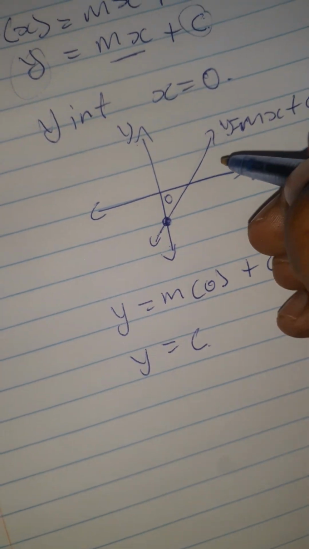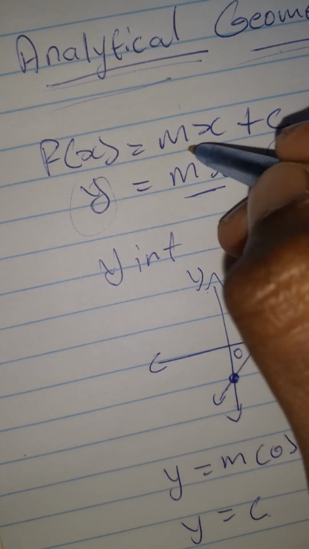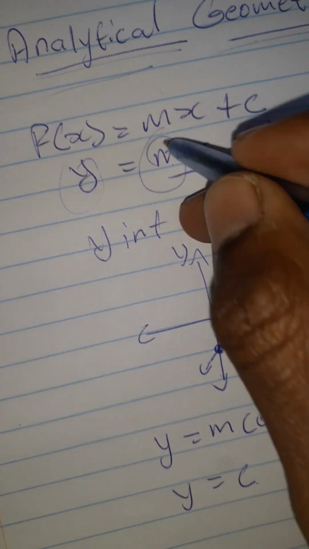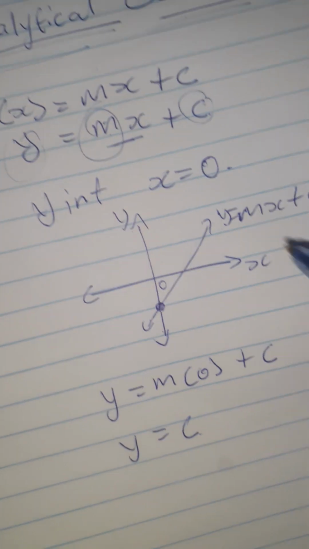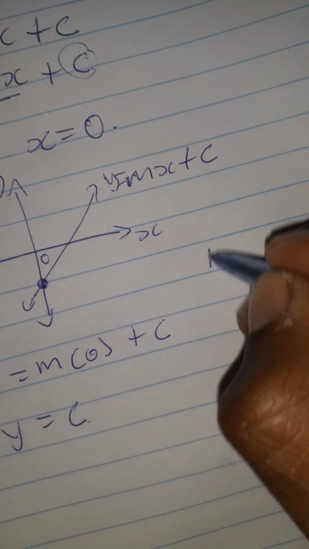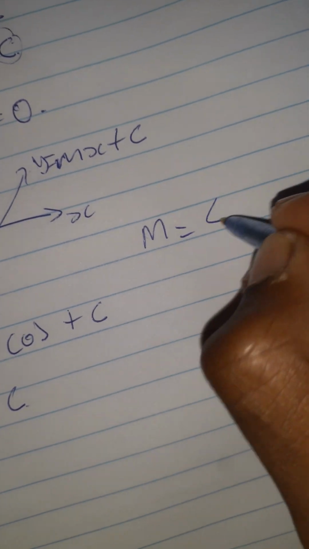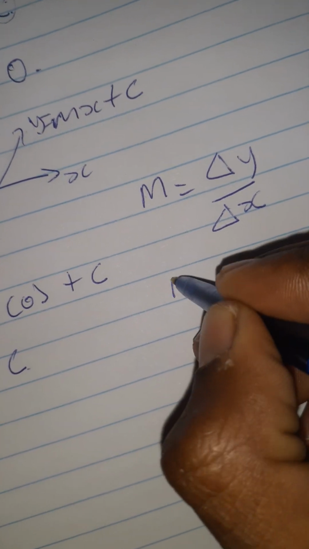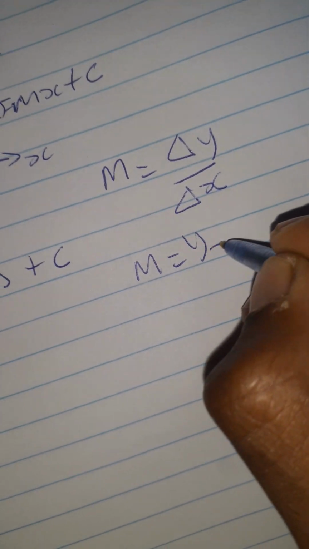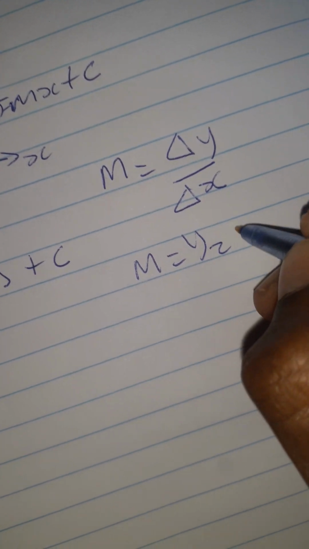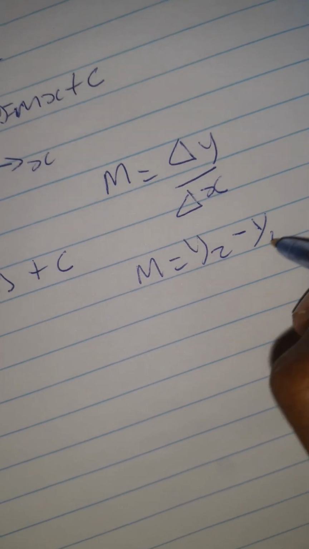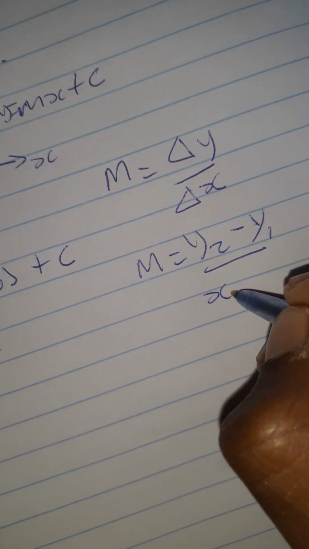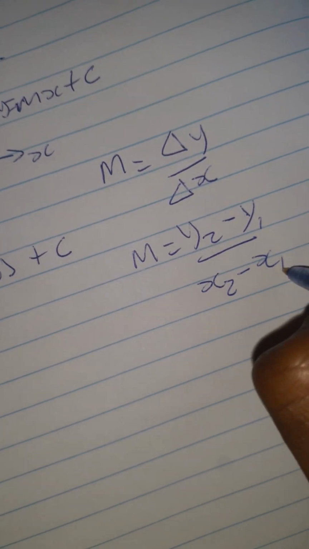Now, another formula that we're going to discuss is the gradient. The gradient of the straight line is determined through m = change in y divided by change in x. m = y2 minus y1 divided by x2 minus x1.